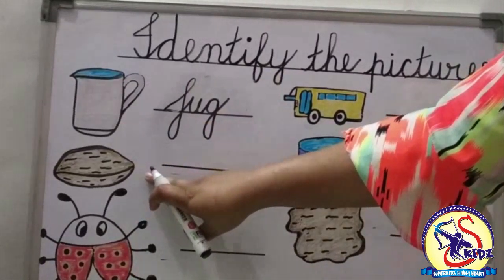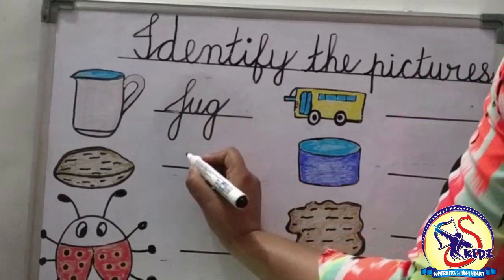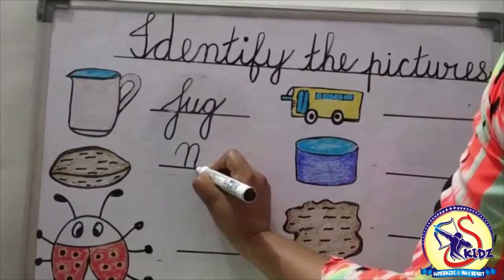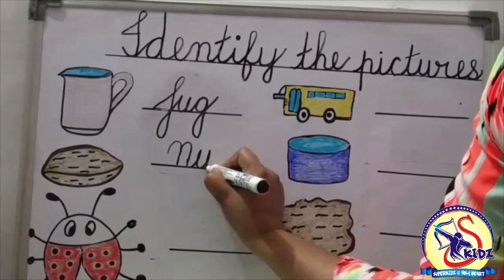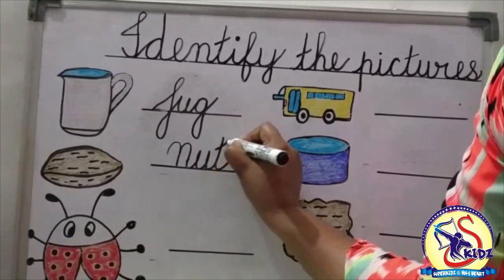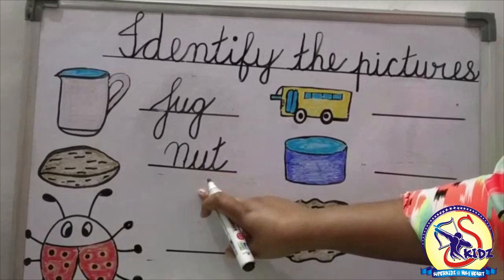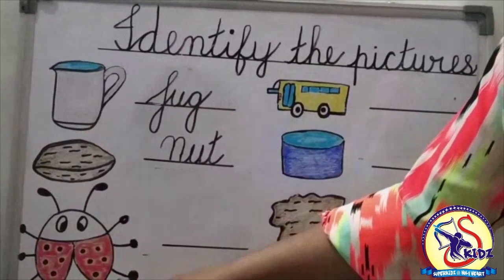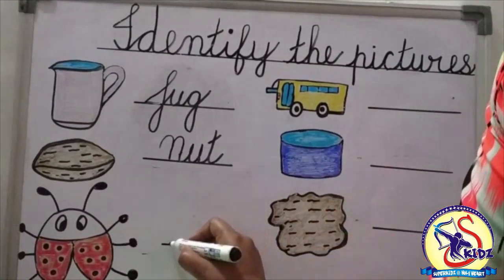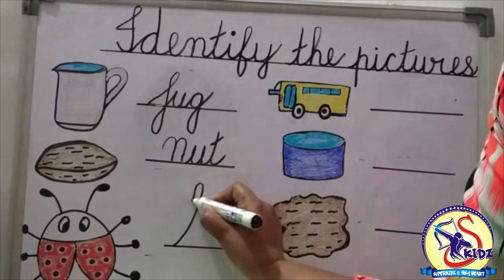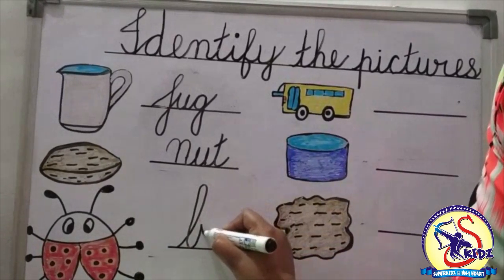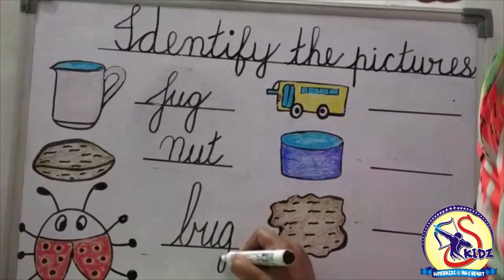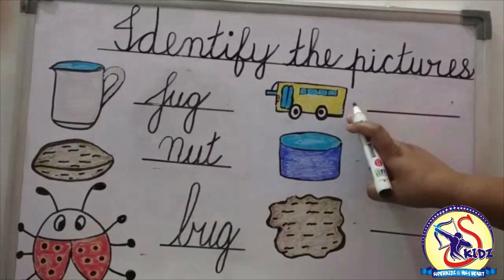Now, see the next picture. What is this? This is a picture of nut. N-U-T, nut. Now kids, see the next picture. What is this? This is a picture of bug. Now, spell bug. B-U-G, bug.